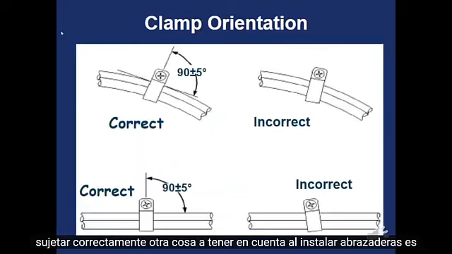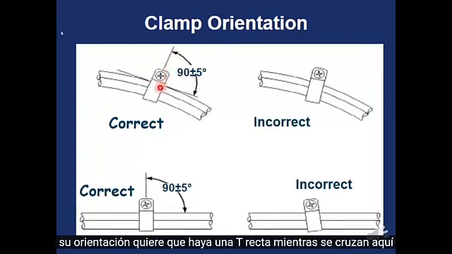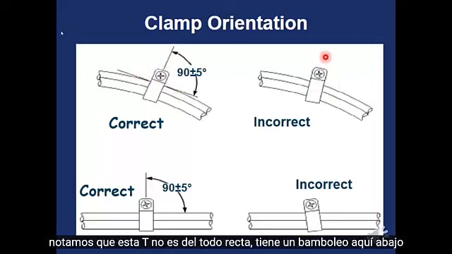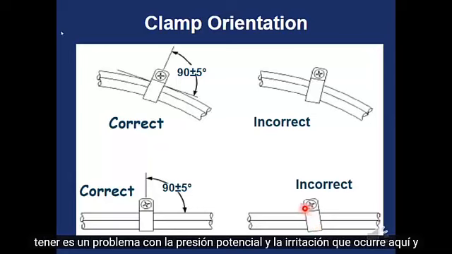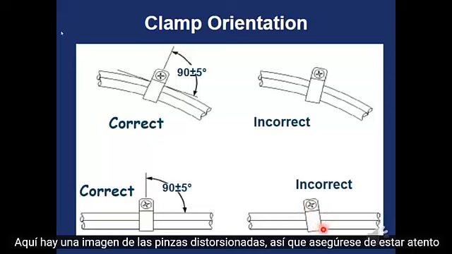Another thing to be mindful about with installing clamps is their orientation. You want there to be a straight T as they cross each other. Here we notice that this T is not quite straight. It's got a wobble. Down here, it's pretty obvious that this clamp is not installed straight, and now what we have is a problem with potential pressure and chafing happening here and here.